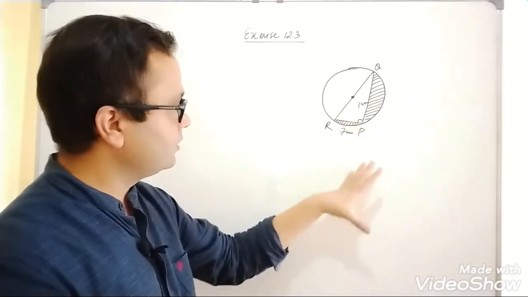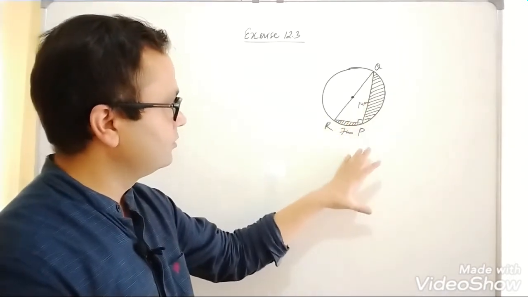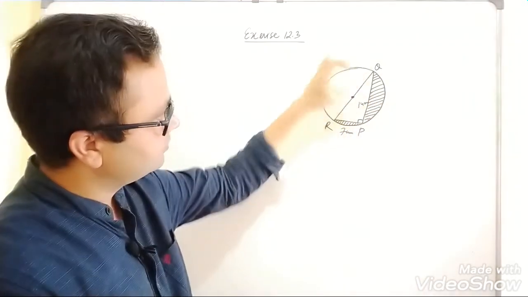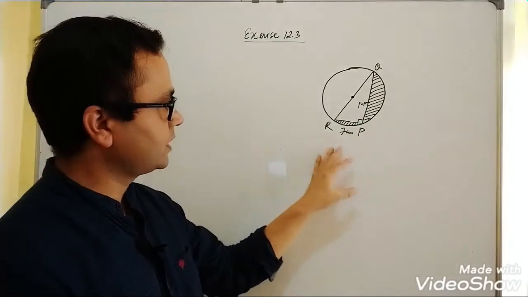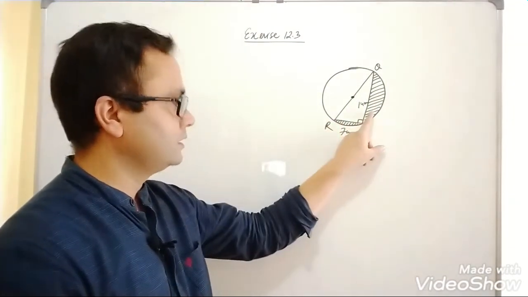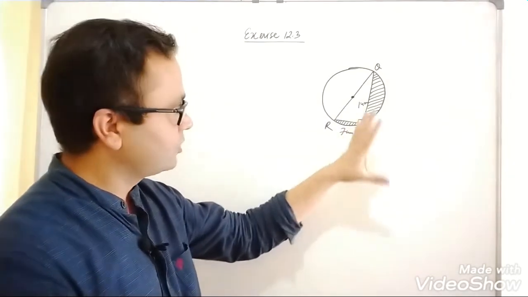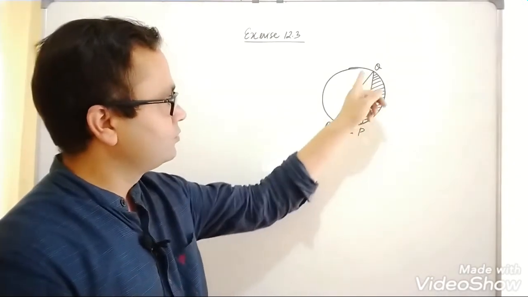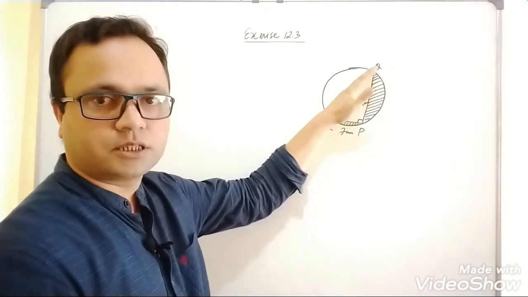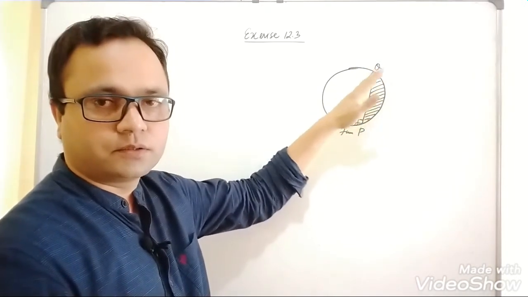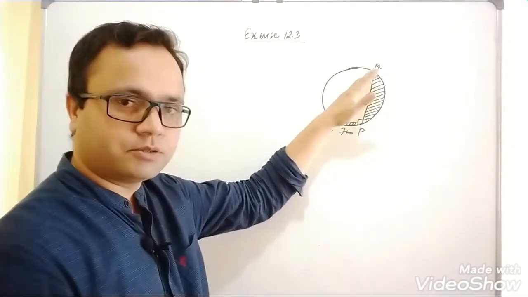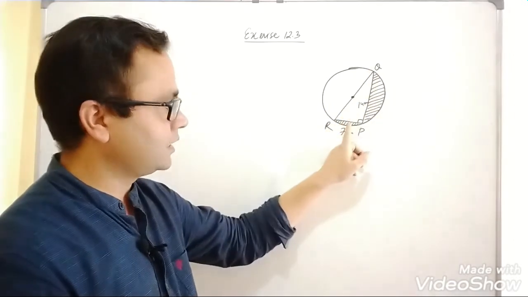So for calculating the area of the shaded region, we have to do area of semicircle minus area of triangle. If you subtract the triangle from the semicircle, you will get the shaded region.